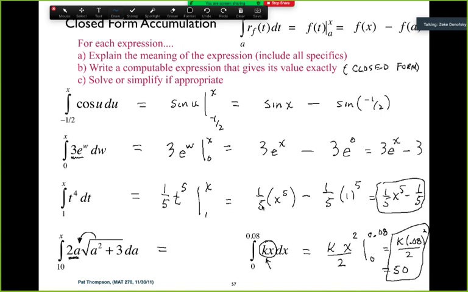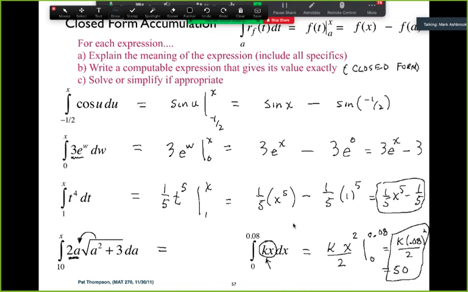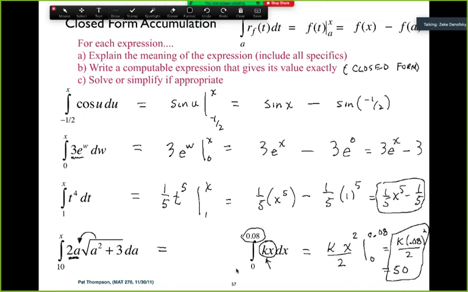Okay. Sorry, where did the 50 come from? That was the problem. The problem said it takes 50 joules of work. Back at the beginning of the lecture, it takes 50 joules of work to stretch the spring this far. Oh, so that k times 0.08 squared over 2 is equal to 50. Yeah, exactly. Okay. So this is the closed form of that work expression. And since that's equal to the work, it's equal to 50, which allows us to solve for k.